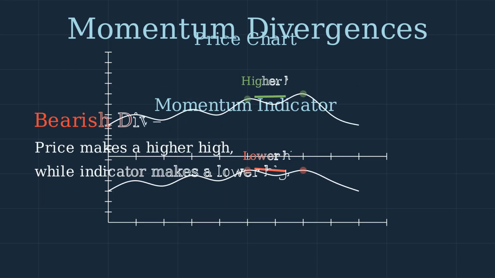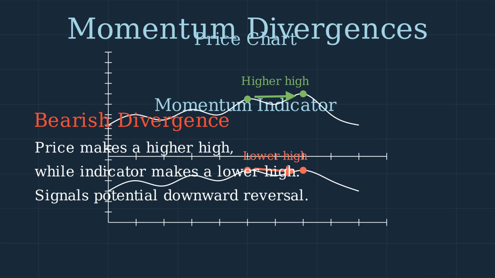A bearish divergence occurs when price makes a higher high, but the momentum indicator makes a lower high. This suggests weakening upward momentum and often signals a potential downward reversal.